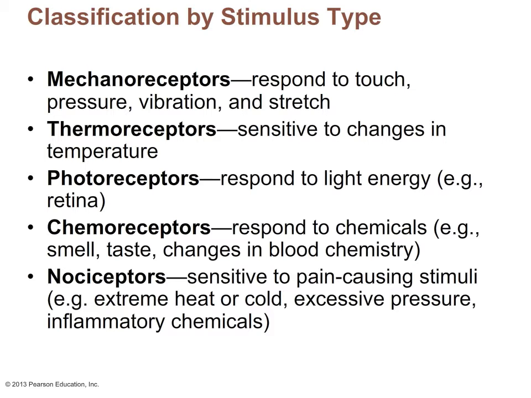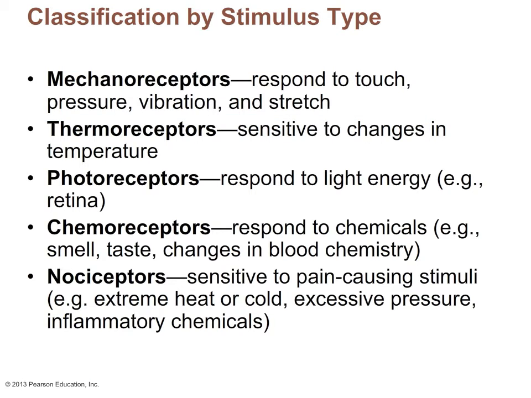So another way to classify sensory receptors is based on the type of stimuli that they detect. For example, mechanoreceptors detect mechanical stimuli, that is, things like touch, pressure, vibration, and stretch. And we have a lot of mechanoreceptors within our skin that detect touch, but we also have them within the ear. The mechanoreceptors in the ear help to transduce sound and convert that into action potentials that travel to the auditory cortex located on the temporal lobe.